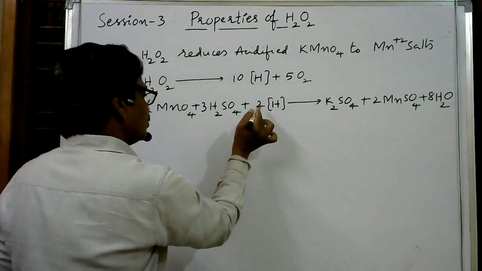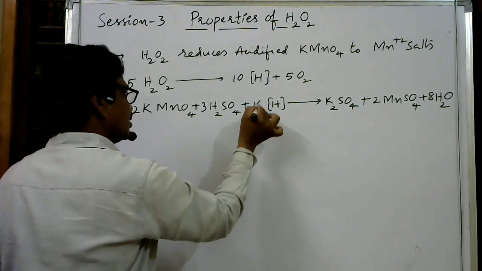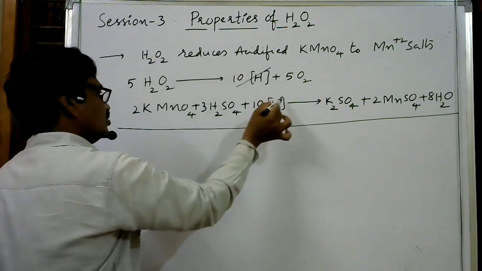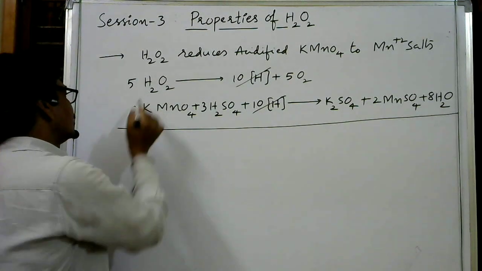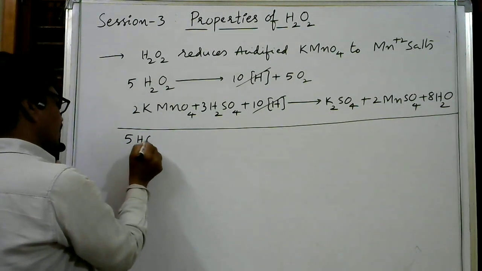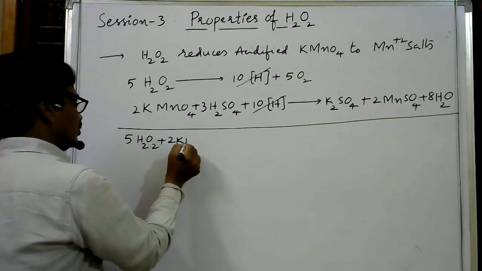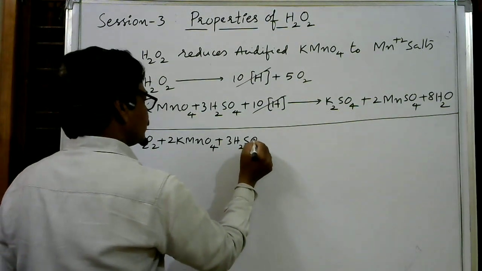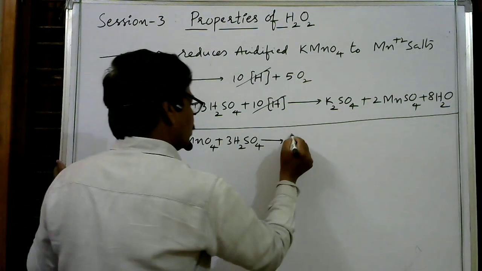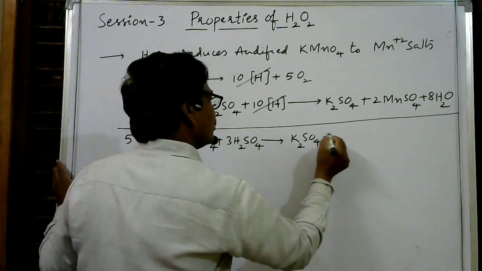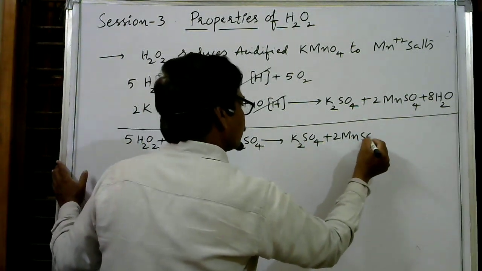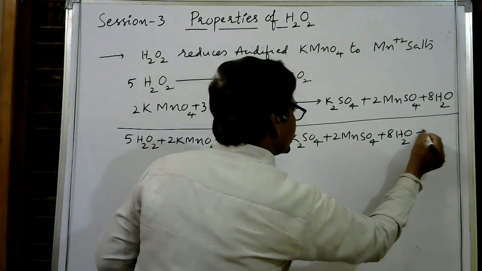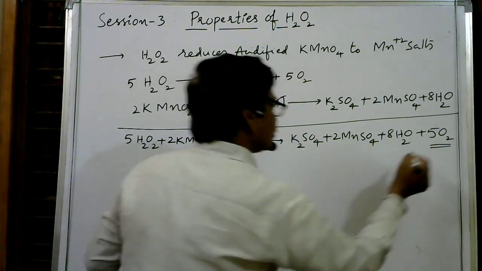So these 10 nascent hydrogens again combine with this. Here instead of 2 I am writing 10. Now I have to write the total reaction. The 10 nascent hydrogens get cancelled. So what is the remaining now? 5H2O2 plus 2 KMnO4, potassium permanganate, plus 3 sulfuric acid give rise to K2SO4, potassium sulfate, plus 2 MnSO4 plus 8H2O, then 5O2. So here oxygen gas is liberated.